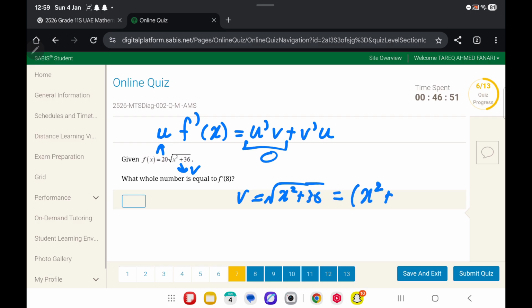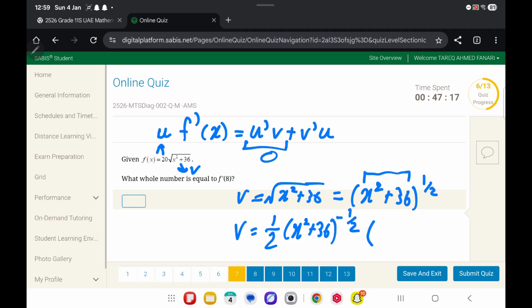X squared plus 36 to the power of 1 over 2. Right? Now, v is equal to, first differentiate what's on the outside. So this whole thing, derive it. It's going to be half of x squared plus 36. Now, subtract 1 from the power, negative 1 over 2. Okay, multiply this by, what's the derivative of what's on the inside?